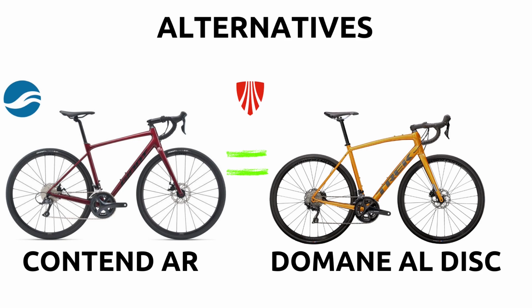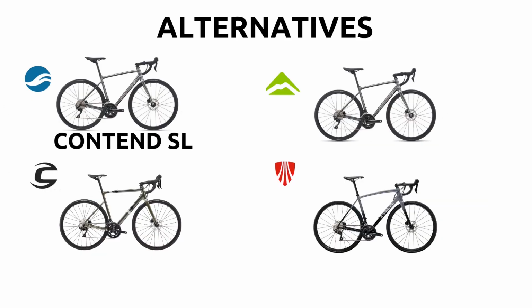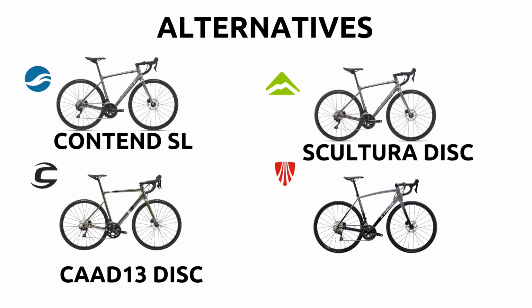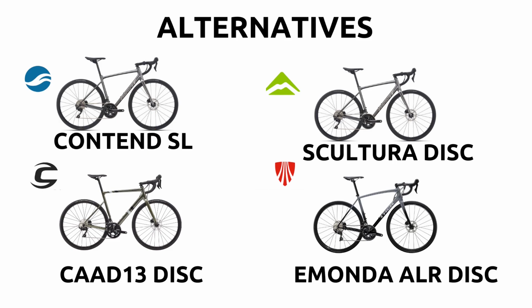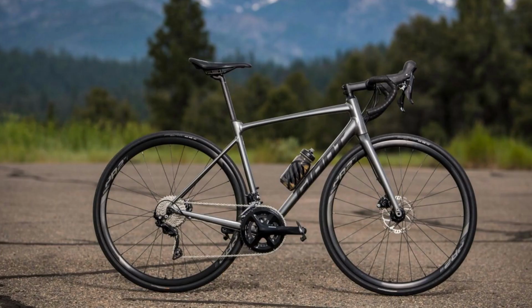really much to choose. Finally, before buying the Contend SLs, you could have a look at the Merida Scultura disc versions. If you can stretch your budget a bit, the Cannondale CAAD13 disc and Trek Emonda ALR disc are great racier alternatives. For an all-rounder bike though, it's hard to fault the Contend SLs, especially at the price.